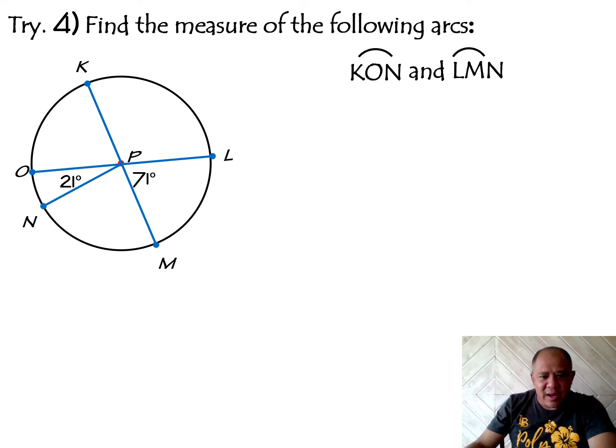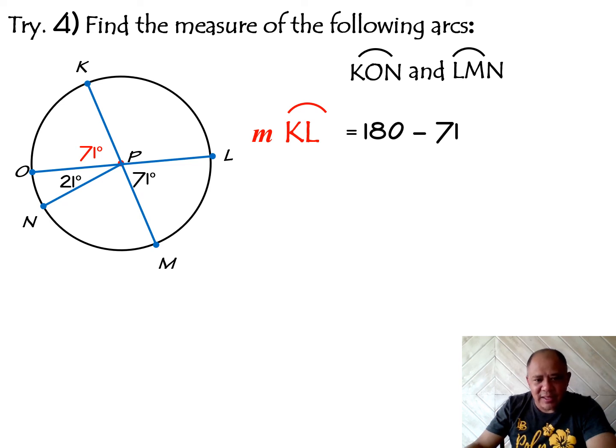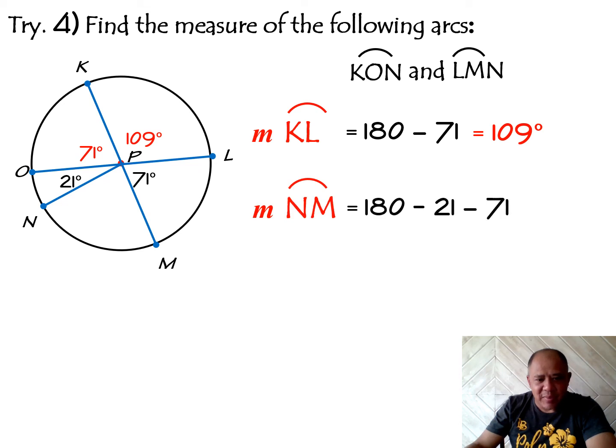All right, now that you've unpaused, let's do the last try. So let's take a look. What do we know without any math? We can find out KO is 71. Now we can find KL, and KL would be 180 minus 71, which is 109. Also, we can find NM, so we can take 180 minus 21 minus 71, and that gives you 88. So NM is 88 degrees.